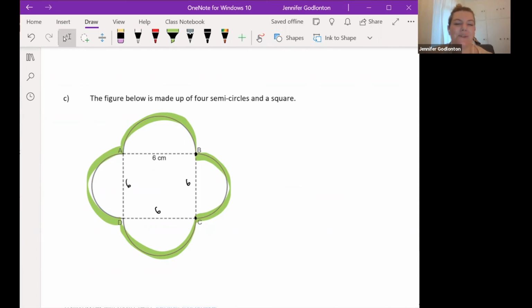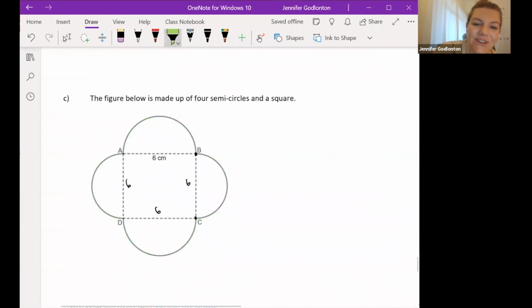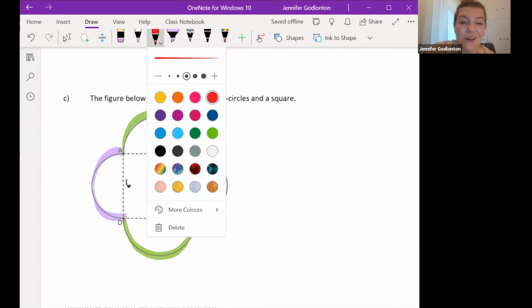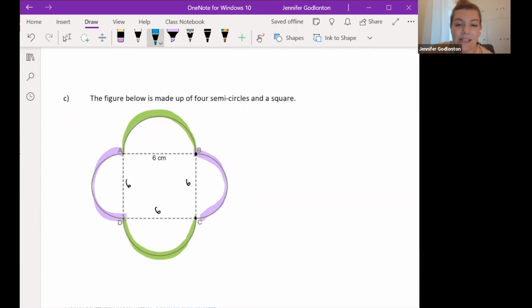If I got rid of that square in the middle, how many full circles do I have? 2. Yeah, exactly. So if I took this semicircle with this semicircle, that makes 1 circle. And if I take this semicircle and add it to this semicircle, that makes a 2nd circle.